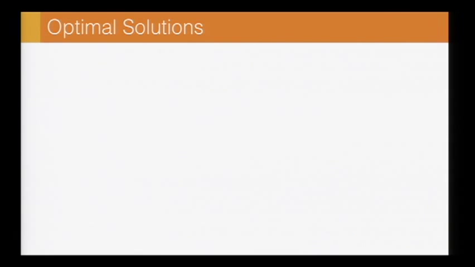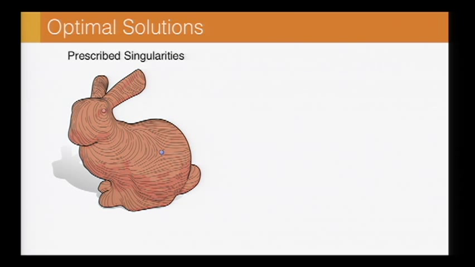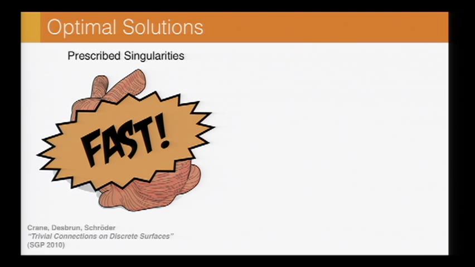Now, what do I mean by optimal? This could depend on the application that I'm working with. For instance, if I'm just designing fur on an animal, I might already have some notion of where the cowlicks or the singularities in this field should go, and I just want to find the smoothest solution everywhere else. And a few years ago, we showed that you can do this by just solving a single linear system, so that's something that's very, very fast.